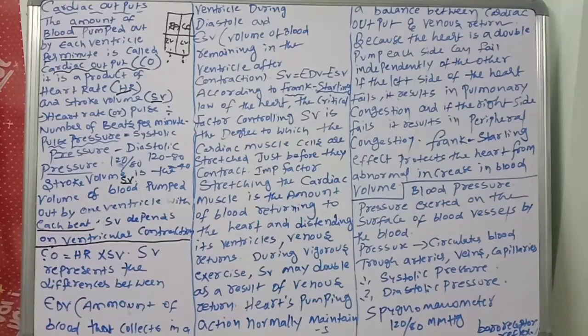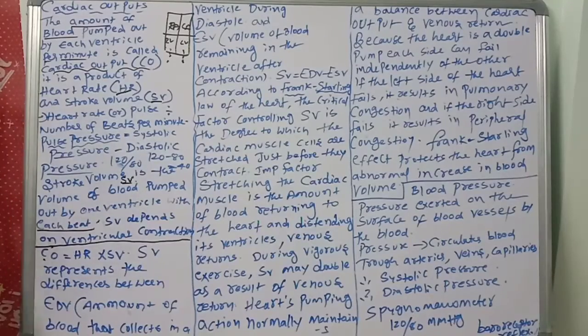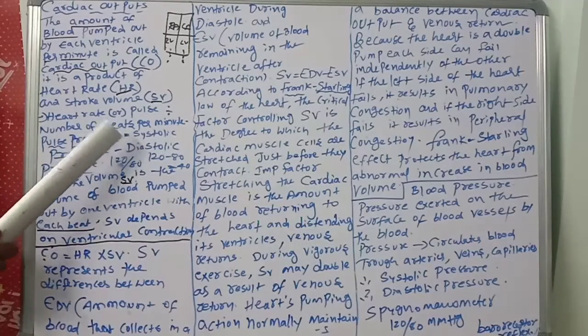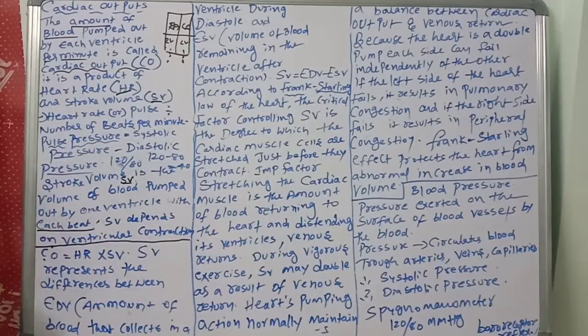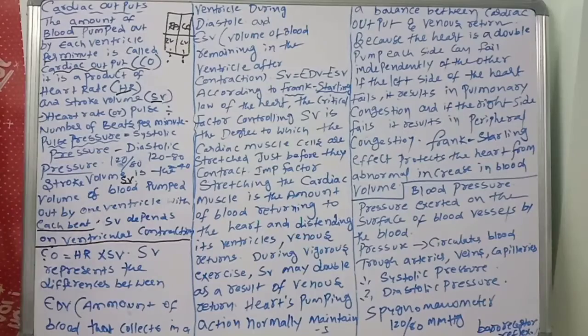The amount of blood pumped out by each ventricle per minute is called cardiac output. It is a product of heart rate and stroke volume. Heart rate, or pulse, is the number of beats per minute. Pulse pressure is systolic pressure minus diastolic pressure. Normally 120 by 80, 120 minus 80 is 40, the pulse pressure.